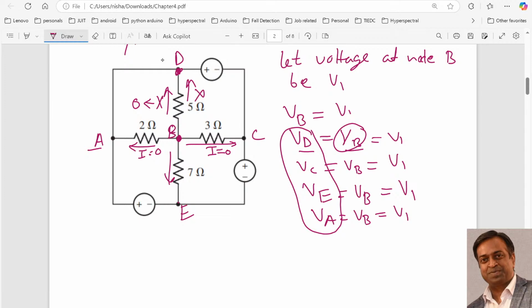Now if the voltage at this D and voltage at C are the same, right, it means the voltage across this should be 0. So the voltage of this source S1 should be 0, S2 should be 0, and this source should be 0. So the voltage of all the 3 sources should be 0 to have 0 current flowing through all the resistors, right? So this is the answer to the second question.